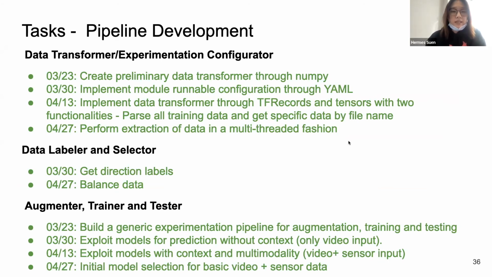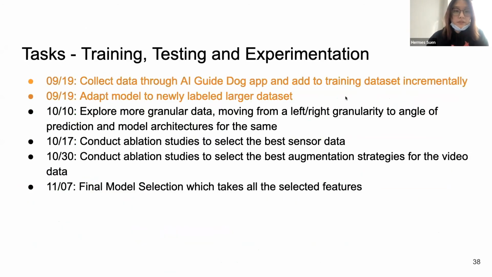The ones highlighted in green are what we already finished. For the next step, we will be collecting more data through the AI Get Dog app and adapting the model to the newly labeled larger data set, and also making the model multimodal, and also trying to formulate the problem as a regression task, and also change the sequence to sequence classification to a sequence to one classification task.